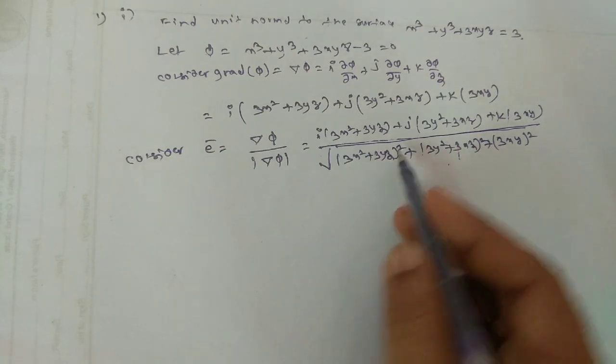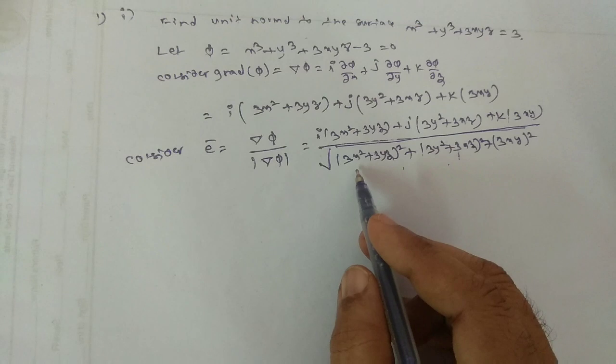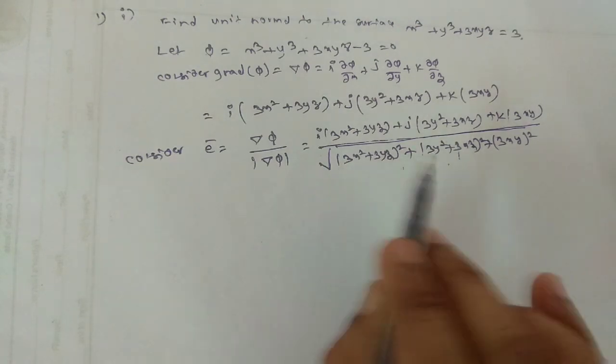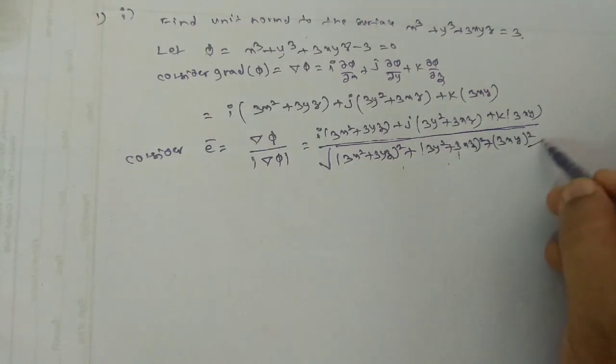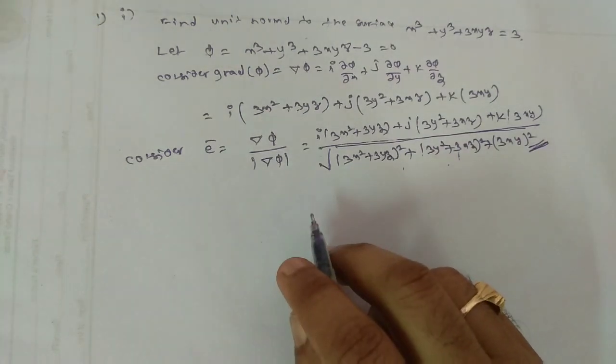But here no point is given. So points are not given here. In that case, better you simplify it, or you can keep it as it is. That gives you the answer for your unit normal vector.